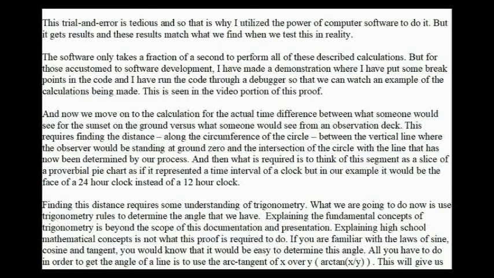And now we move on to the calculation for the actual time difference between what someone would see for the sunset on the ground versus what someone would see from an observation deck. This requires finding the distance along the circumference of the circle between the vertical line where the observer would be standing at ground zero and the intersection of the circle with the line that has now been determined by our process. And then what is required is to think of this segment as a slice of a proverbial pie chart, as if it represented a time interval of a clock, but in our example it would be the face of a 24-hour clock instead of a 12-hour clock. Finding this distance requires some understanding of trigonometry.